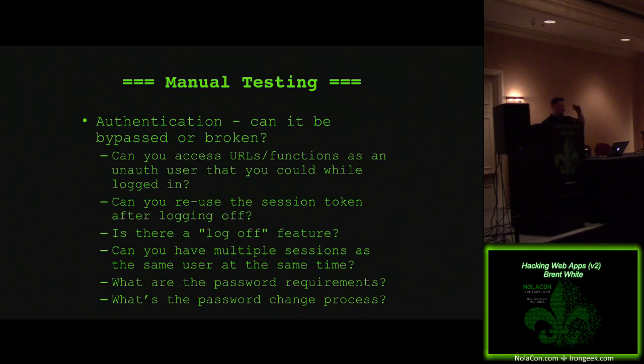Okay, so back to manual testing. Authentication is obviously a very important part of the application. Are there URLs or functions that you found, let's say, as you're logged in as an admin user, like application.com/admin/updatepassword.php, something along those lines? Can you still access that as an unauthenticated or a non-admin user? Those are some privilege escalation things that you want to make sure to look at.